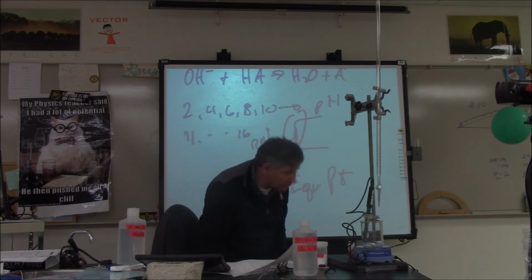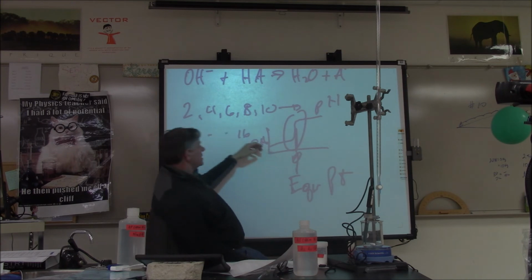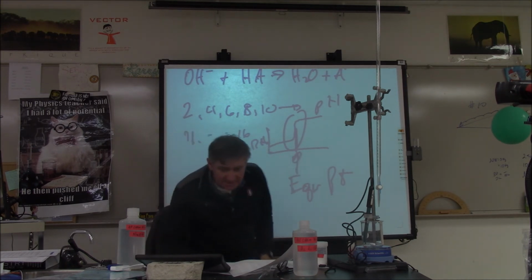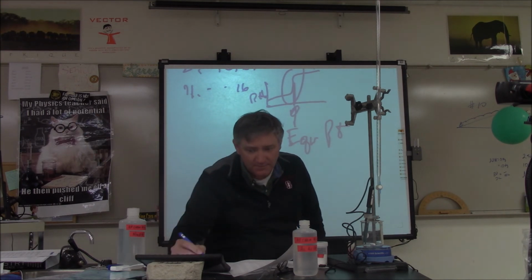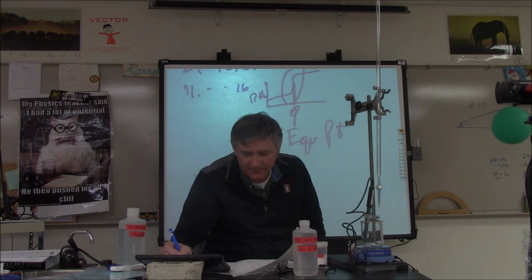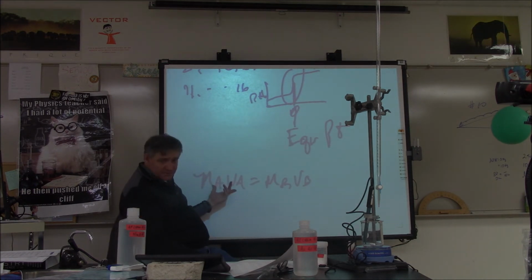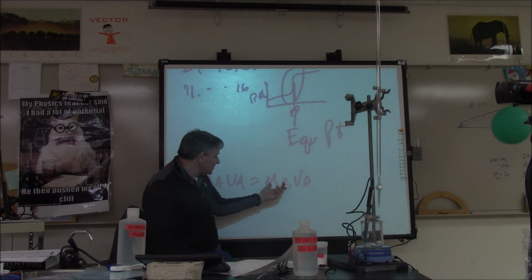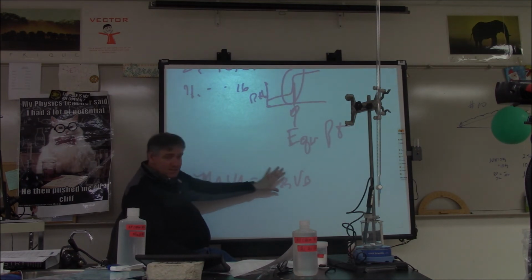Now, here's what's important. At that point, you're going to know the volume of your base, and you're going to know the molarity of the base. So, there's a handy-dandy little equation, and again, this is on the board in there. You can go MAVA equals MBVB. So what we're saying is that the moles of acid, molarity times the volume of the acid, is going to equal the molarity of the base times the volume of the base. Moles of acid equal moles of base.